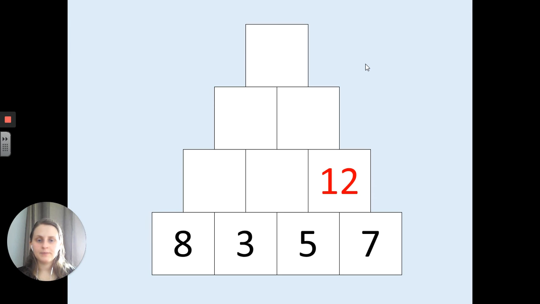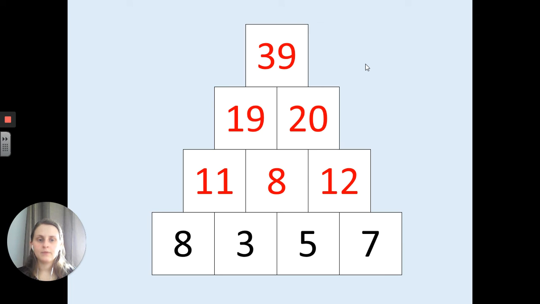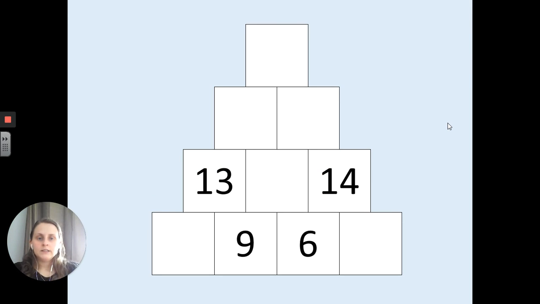Okay, time for answers. Okay, pause here so you can have a check before we move on. Okay, next one then. So you could start off by working out this one. So you would do 9 add 6 to get that one, and then 13 take away 9 to get this one, and 14 take away 6 to get this one. And then work out from there.